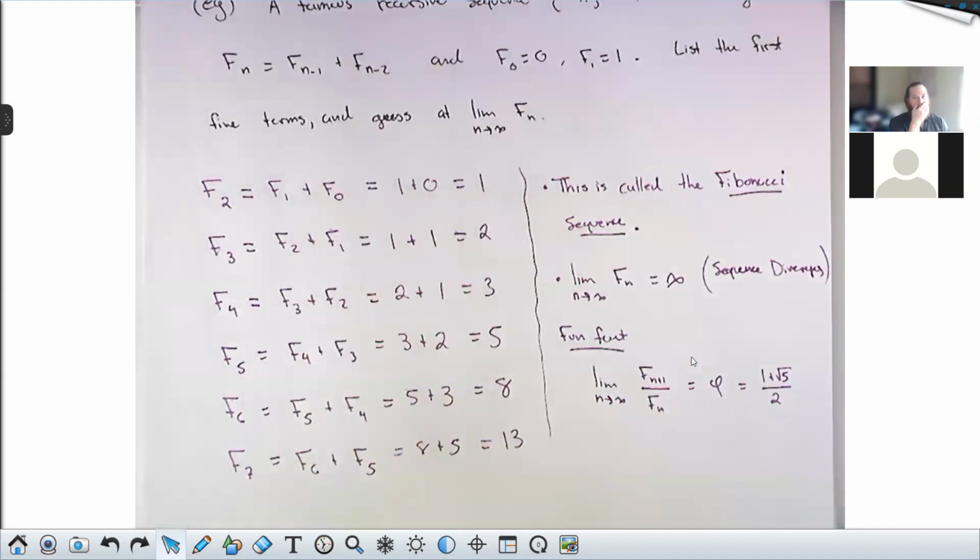Okay, that's enough time on the Fibonacci sequence. Well, maybe one more thing. The explicit formula for the Fibonacci sequence involves this number. In fact, powers of this number. Yeah, that's all.